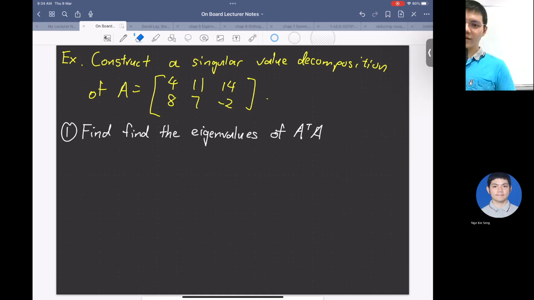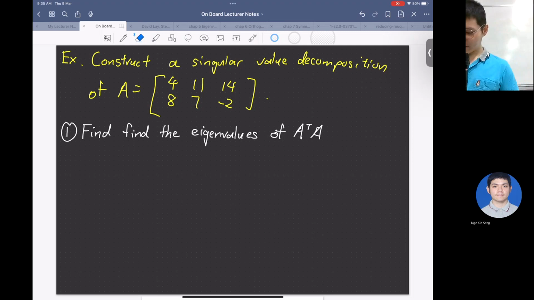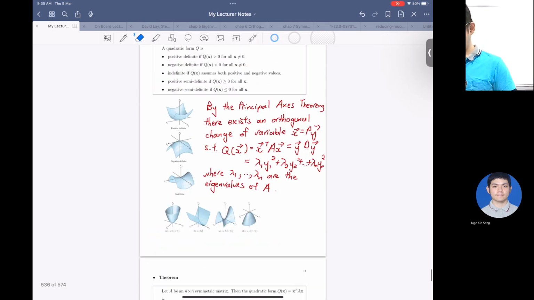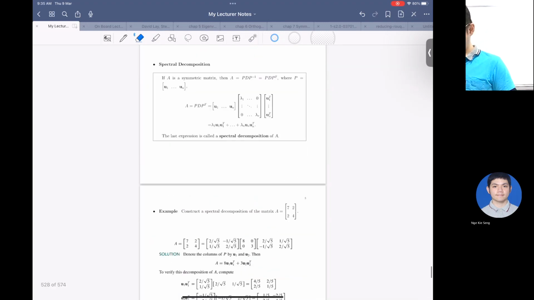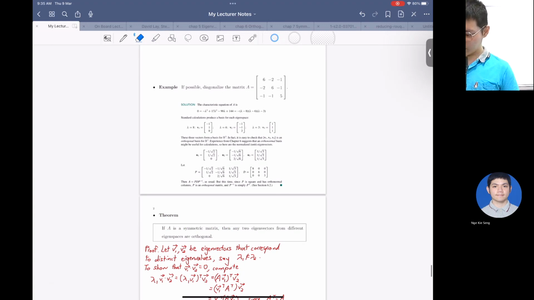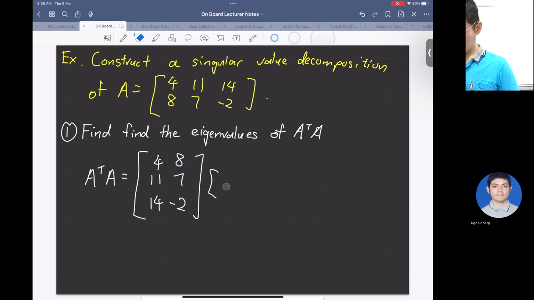So what's A transpose A here? Have we done this calculation before? Yesterday, did we do it? Or was it the first thing we did in the morning? Okay, maybe we compute what A transpose A is first. So you transpose, and then multiply A transpose A.